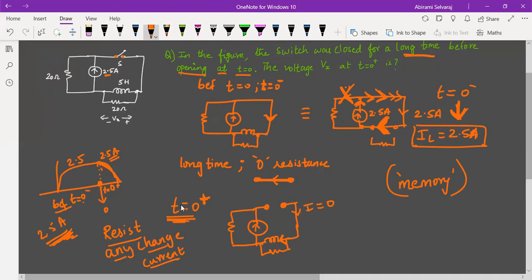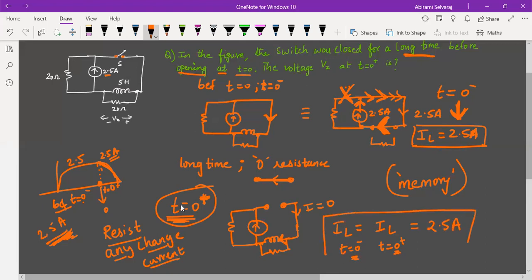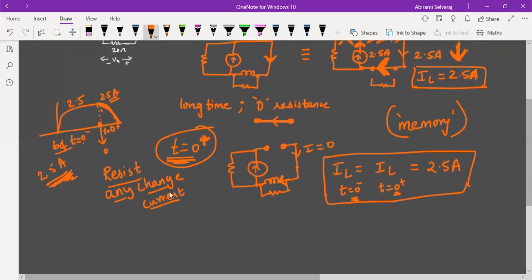With that understanding, we can say there is going to be a current at t equal to 0 plus. What current? The same current that was there at t equal to 0 minus is going to be there at t equal to 0 plus also, because with a very slight change in time, abrupt changes in current are not allowed in an inductor. So at t equal to 0 plus also, we are going to have the same current, 2.5 amperes. If we are clear till here, solving this problem would be very, very simple.